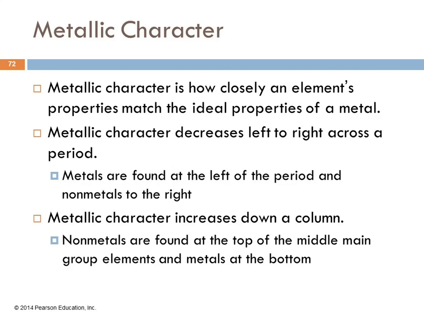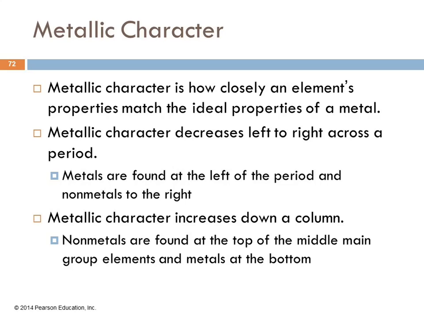Okay, this makes sense to me, because if you look at the periodic table, and you look at, say, period 3, on the left we have sodium, magnesium, aluminum, those are metals, right? And on the right we have sulfur and chlorine and argon, those are nonmetals. What's happening with metallic character? It's decreasing as we go across. Metallic character increases as we go down a column. Nonmetals are found at the top of the main groups, and metals at the bottom.